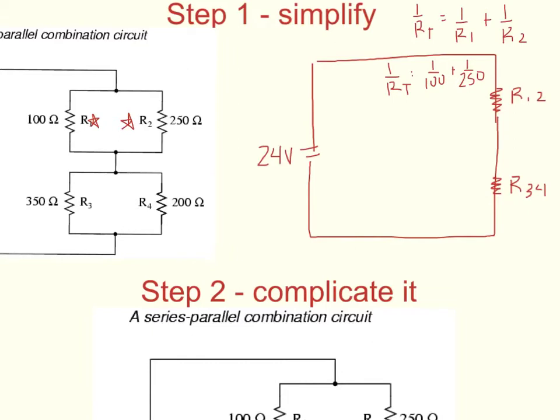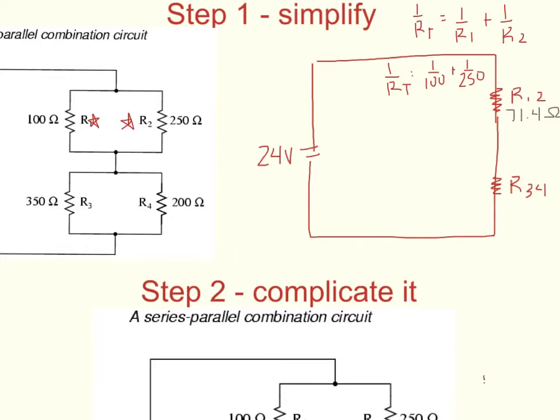When you do the math for that, you find that 1 over RT equals 0.014. But we have to remember that that's just 1 over RT. In order to solve for RT, we have to take that inverse. And we would find that resistor 1, 2 together would have a total resistance of 71.4. So I'm going to mark this as 71.4 ohms.